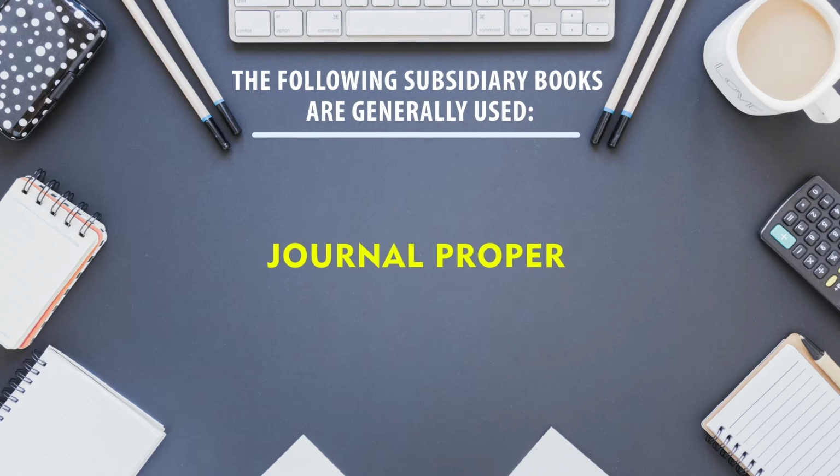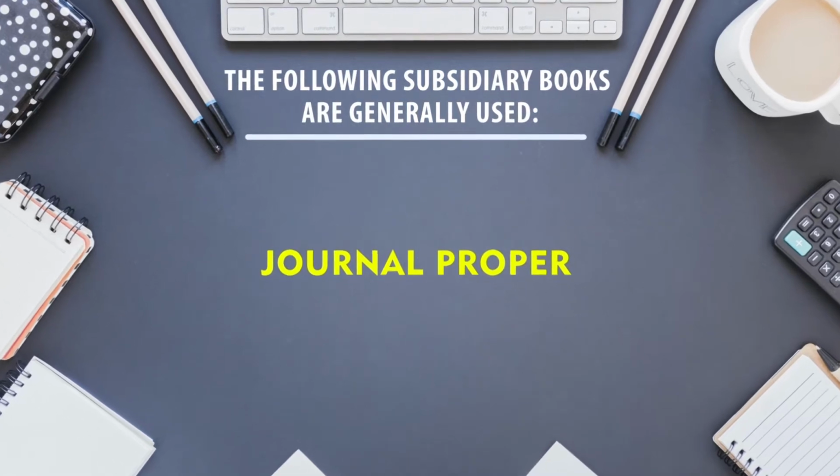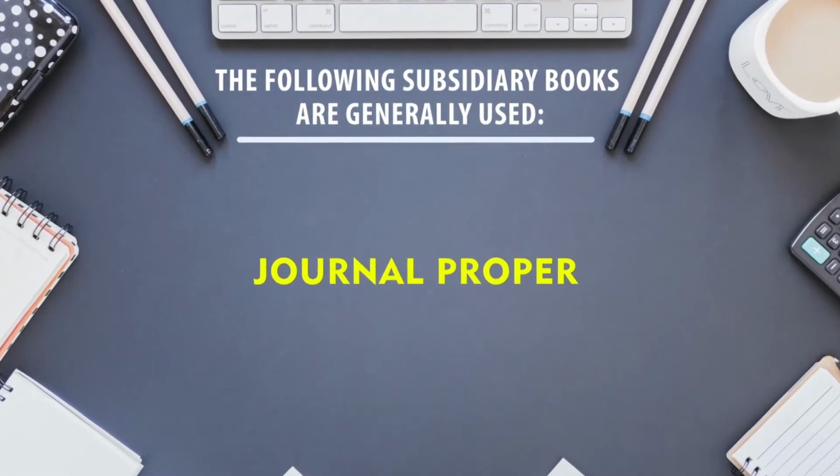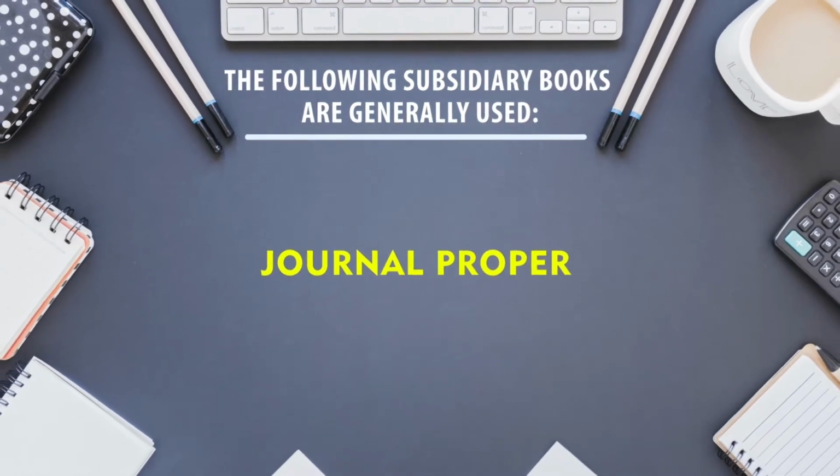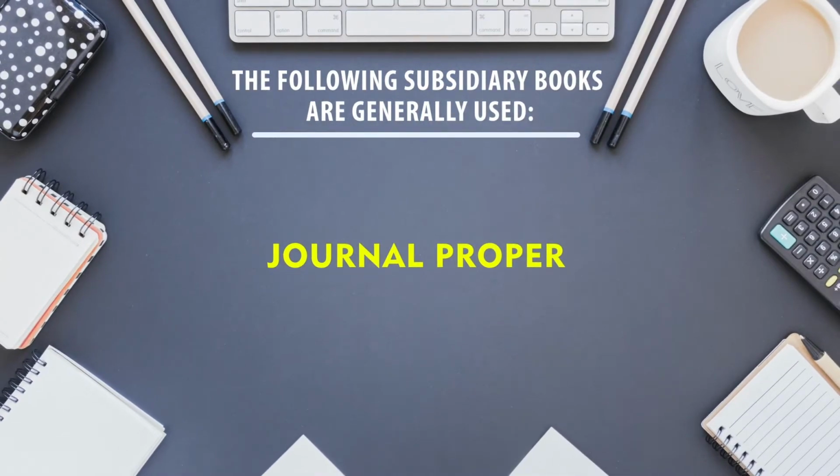Then the next one is the journal proper. This journal proper is basically used for the transactions which have not been covered under the above 7 journals. Any transactions which have not been covered under the above 7 types of journals would be recorded under the journal proper. We will discuss these subsidiary books one by one with the help of illustrations and so forth.